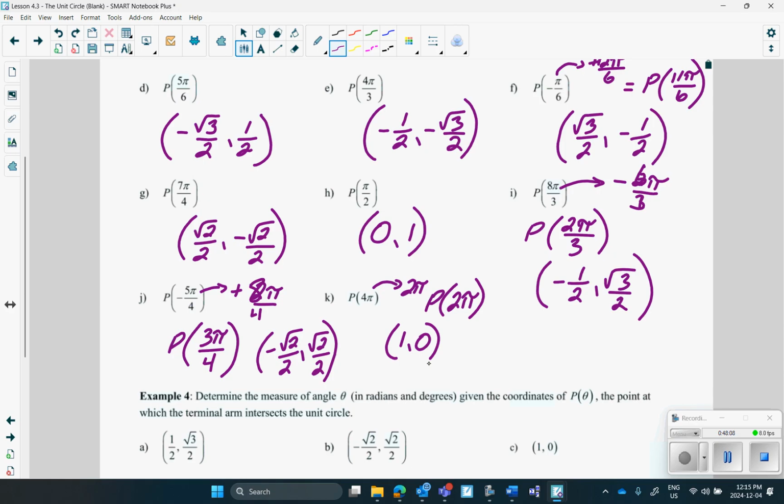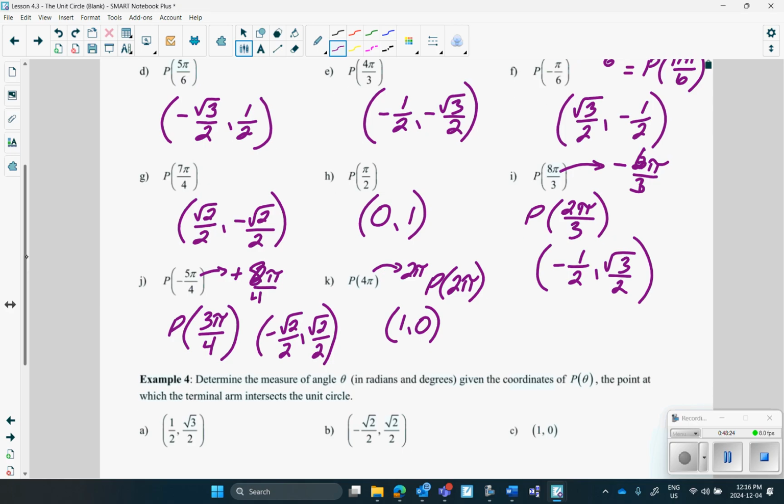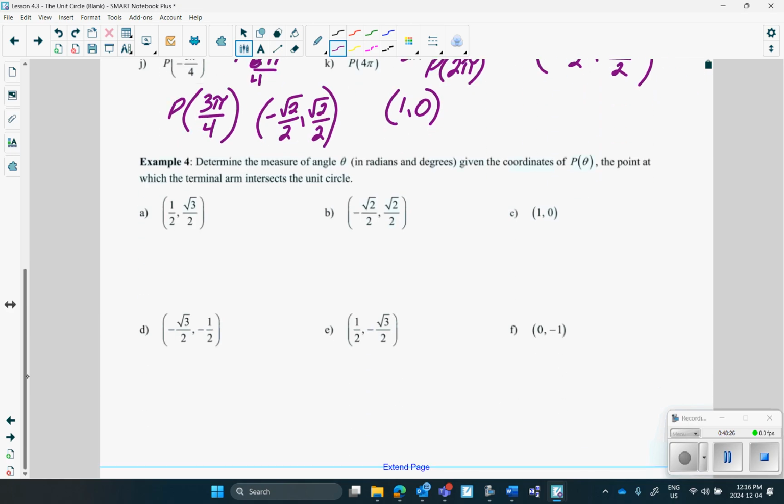I got a little bit of time, I'll finish this up. Okay. So that's given the angle, you write the point. What about if you work backwards? You're given the point, you have to find the angle. So we'll just do these. These go a little quicker.